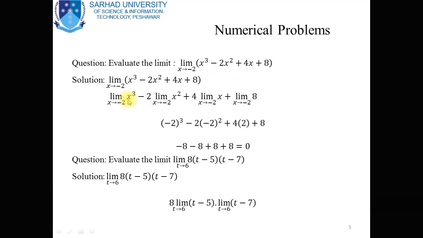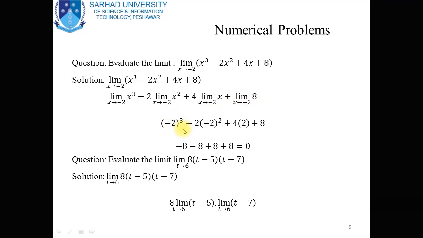Now limit x tends to minus 2 of x cube, putting x is equal to minus 2 in this term. Now putting x is equal to minus 2 in this term, and putting x is equal to minus 2 in this term, and 8 is as it is, because 8 is the constant term and has no x. So we cannot put x is equal to minus 2 in this term because 8 is a constant term.